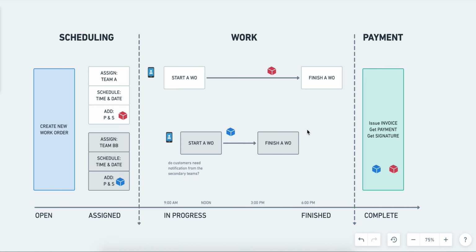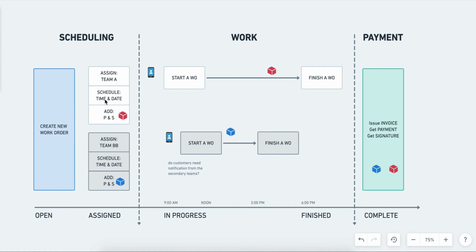So what happens today is you would have to create two work orders for the same job and send them to two separate teams, and it's hard to track because of all the things that you want to track.